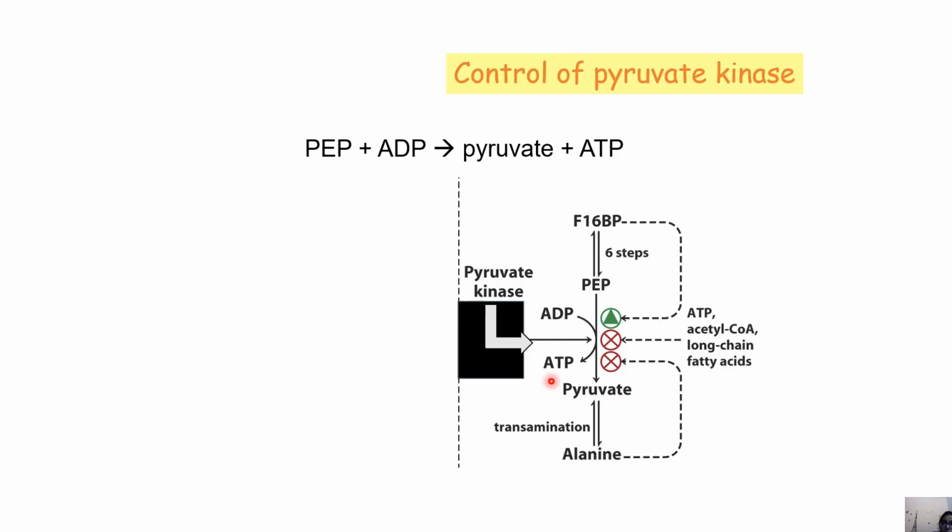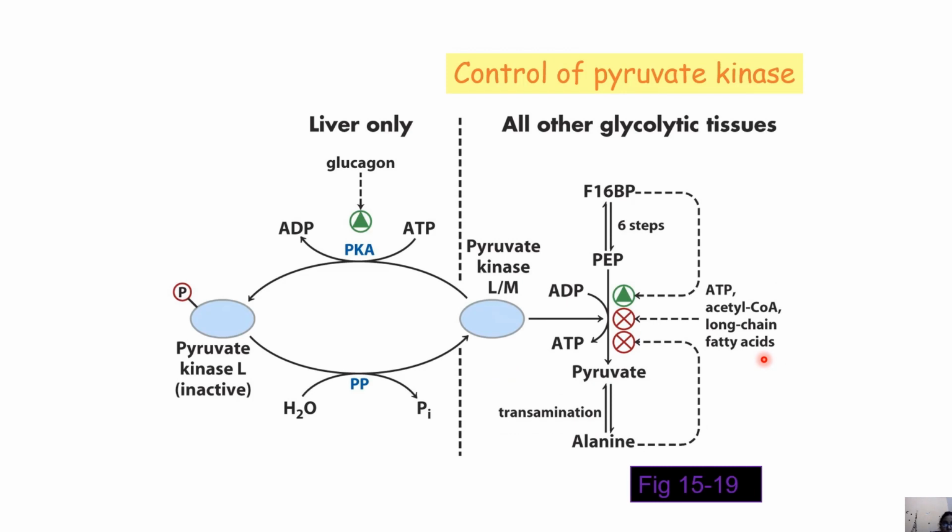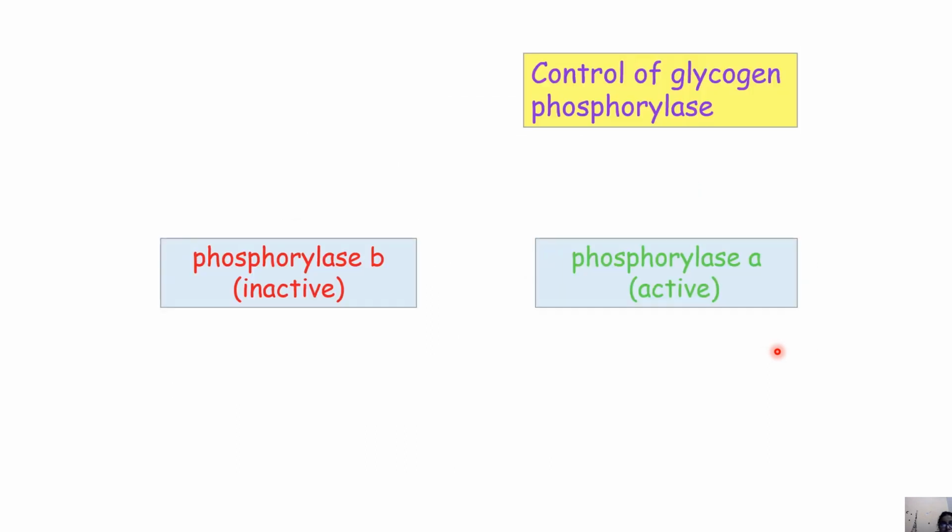How does the control of pyruvate kinase happen? Pyruvate kinase forms pyruvate and ATP, and this process can be inhibited by acetyl CoA and long-chain fatty acids. In the liver, glucagon will decrease the rate of pyruvate kinase. In all other glycolytic tissues, acetyl CoA and long-chain fatty acids act as inhibitors.